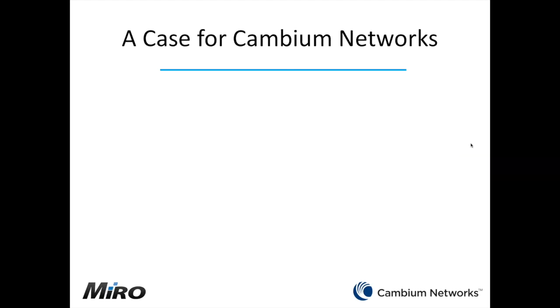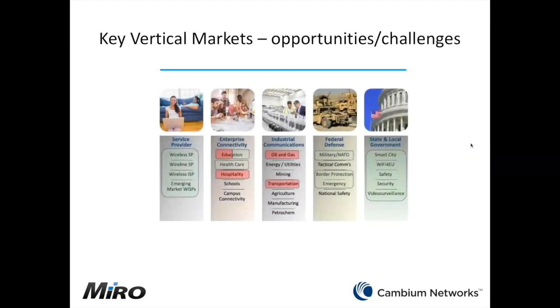Now, looking at a case for Cambium Networks, basically we've got the technology on hand to tackle a number of the various verticals that are out there. Okay, this is just a brief breakdown of the opportunities and challenges that us as integrators and ISPs have at hand. Okay, so you'll see that we have a number of different sectors within these verticals that have got a bit of red on them, meaning that that is no longer as much of a viable opportunity.